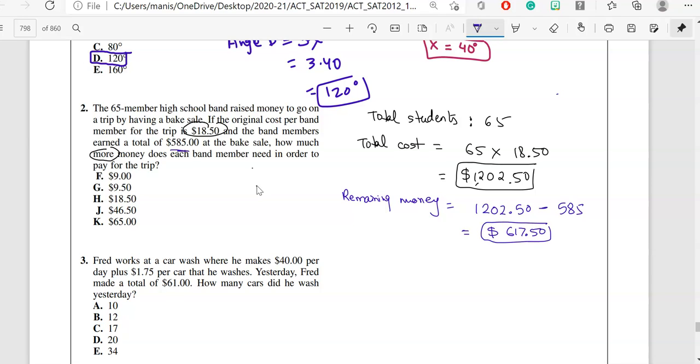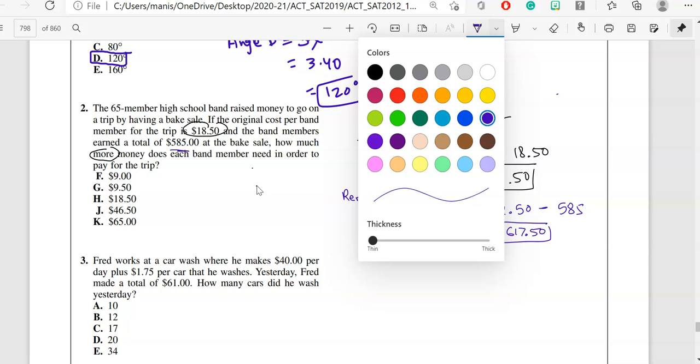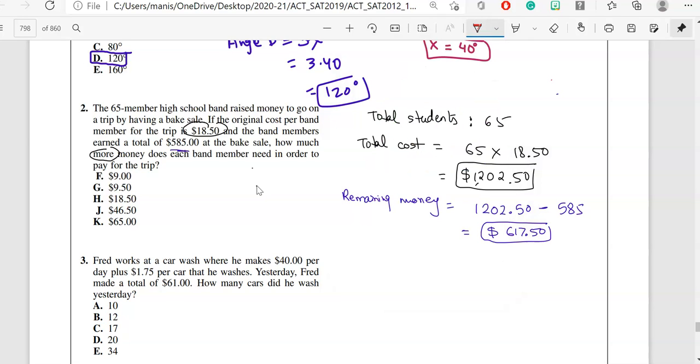No, because this is the total money which all of the 65 students have to give together. But we have to find what? Each band member. Okay, so for each band member, what I need to do is divide this number by 65. I'm doing the remaining part over here. So I will divide this by this, 617.50 divided by 65. So I ended up with what? $9.50.